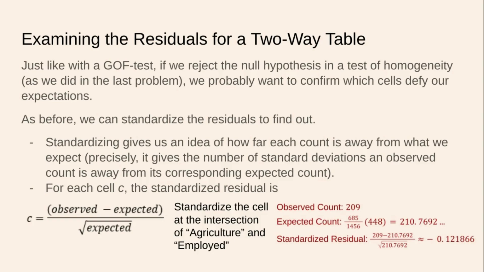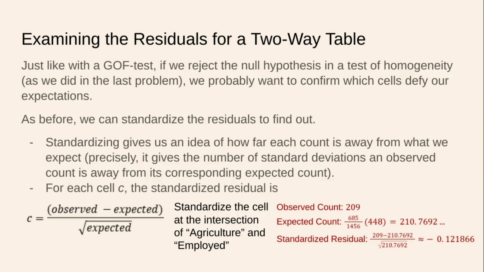The observed count for that cell at the intersection of agriculture and employed, if you recall, is 209. The expected count is 685 divided by 1456. That is the proportion of folks who were employed times 448. That's the number of folks in agriculture. So it's the expected number of people in agriculture who are employed right out of college. And that number is very close to 209.